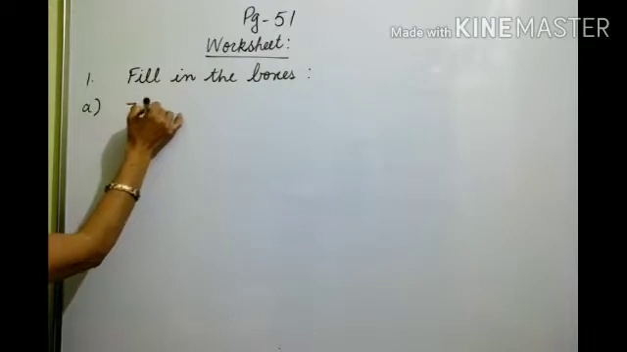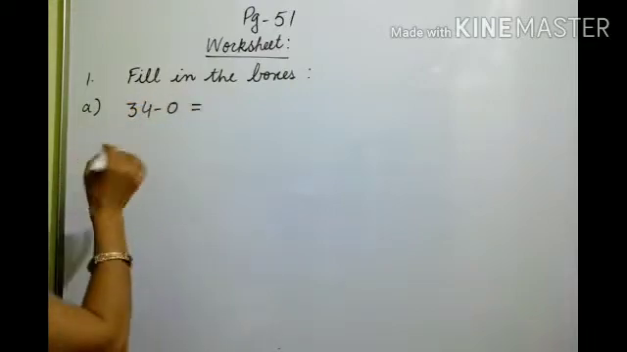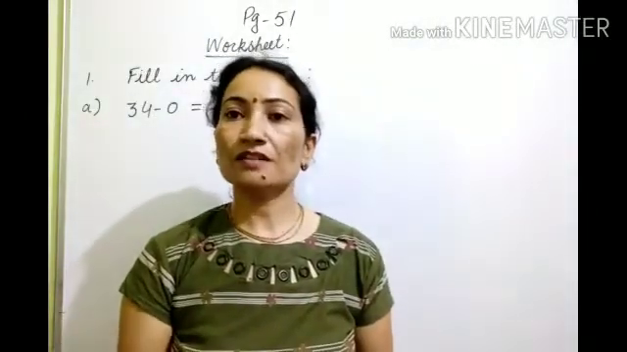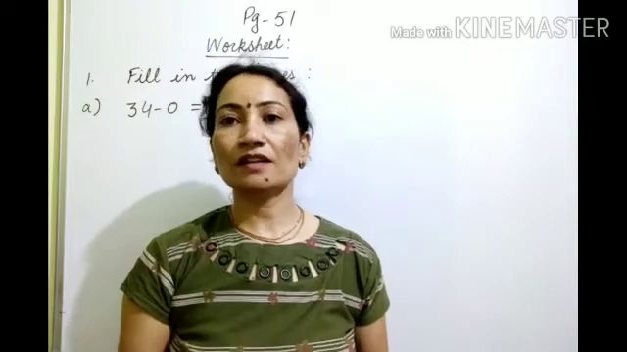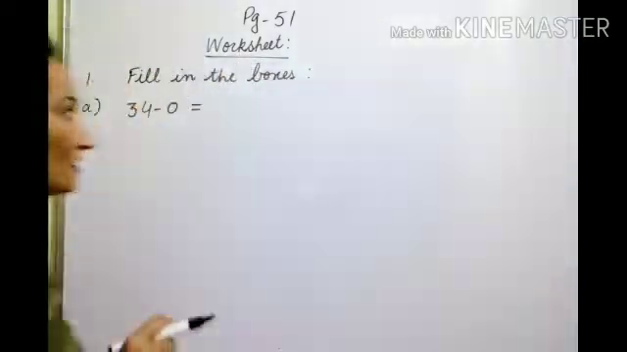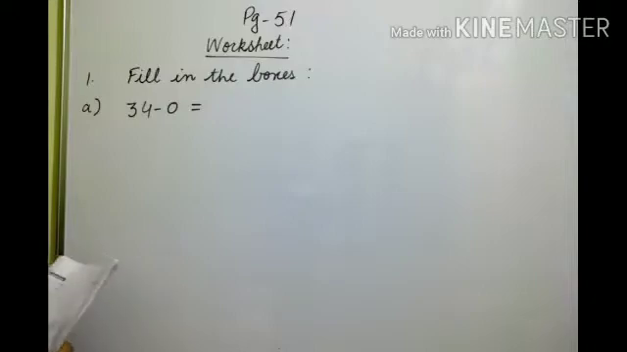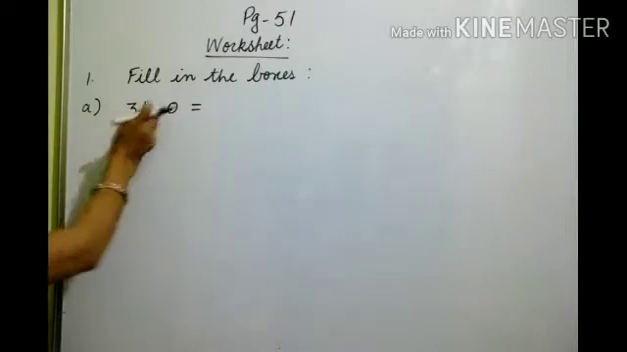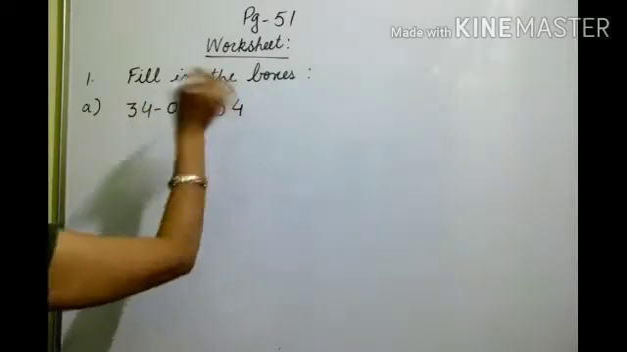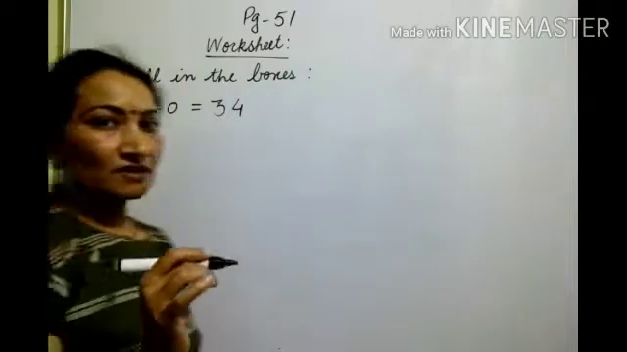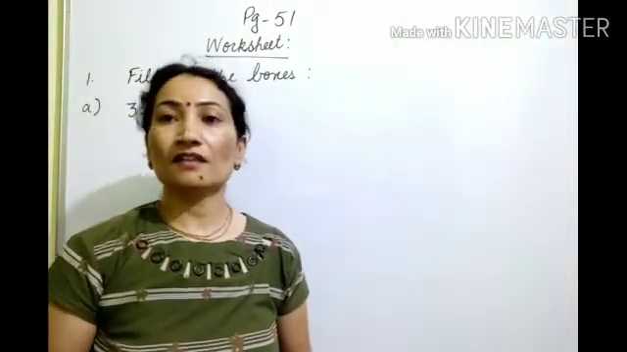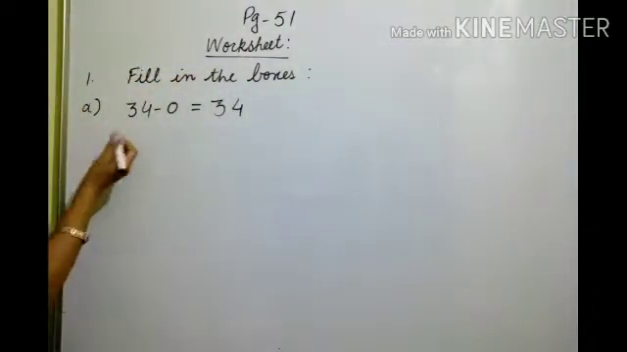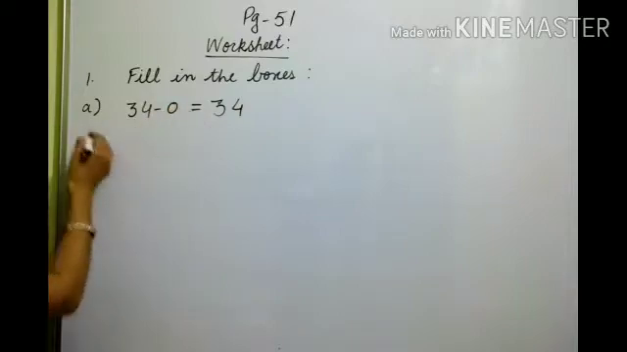First part is 34 minus 0. Questions of this type, adding and subtracting 0 and 1, we have not done in chapter 2 or 3, so we will learn them today. This is very easy. Let's learn how. If we subtract 0 from any number, then the number remains the same, no change. If we are subtracting 0, it means we are not taking anything. To show nothing in maths, we write 0.